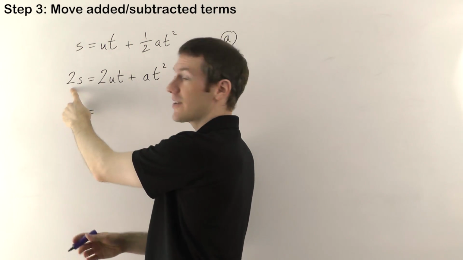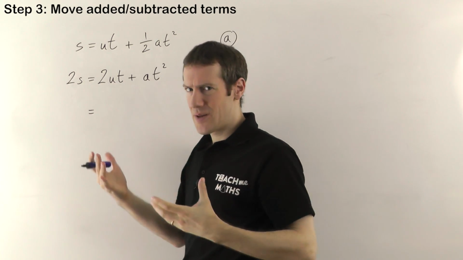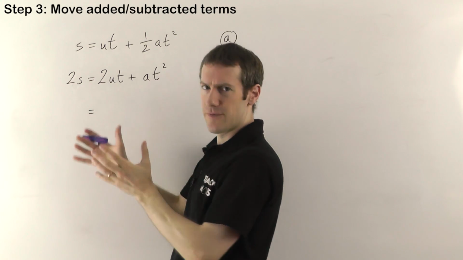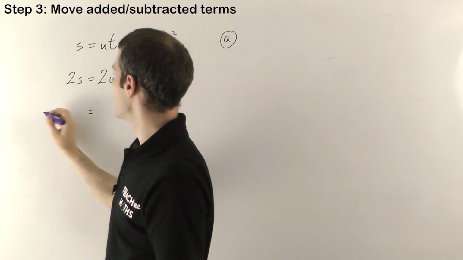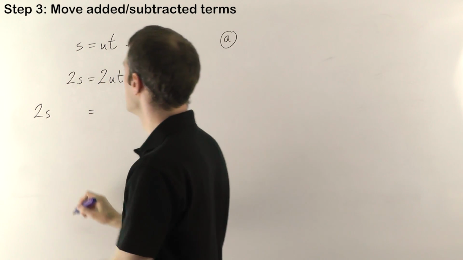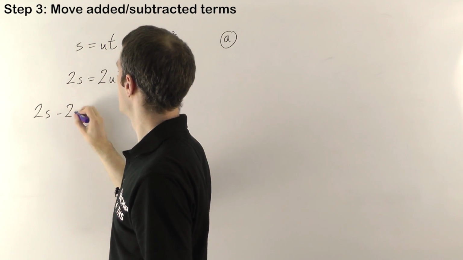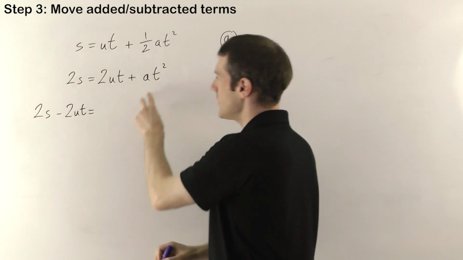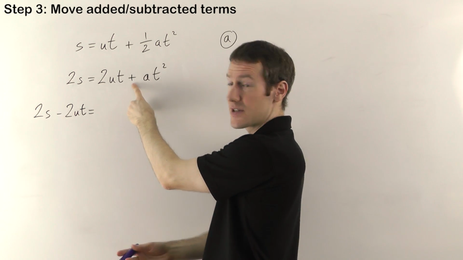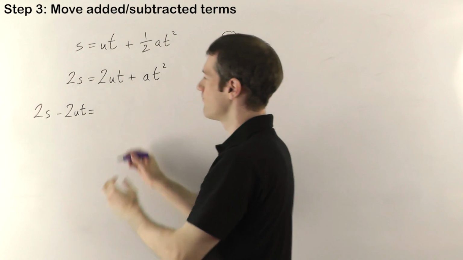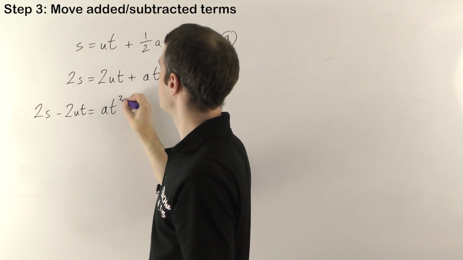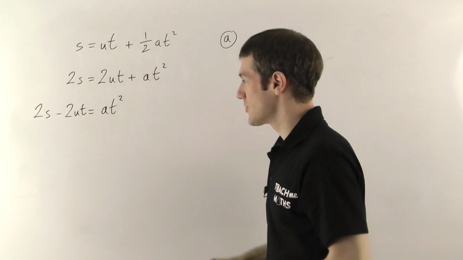The 2s is going to stay on the left though, so it's going to be positive. I always like to write the positive things first, so you don't get confused with the minus signs. So I'm going to put the 2s over here, and the minus 2ut, when it moves over, I'm going to put second. The at squared, which is positive because of this plus sign, is staying on the right, so I leave it there. Great. So there's only one step left.